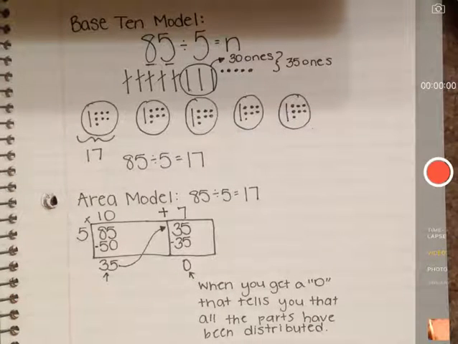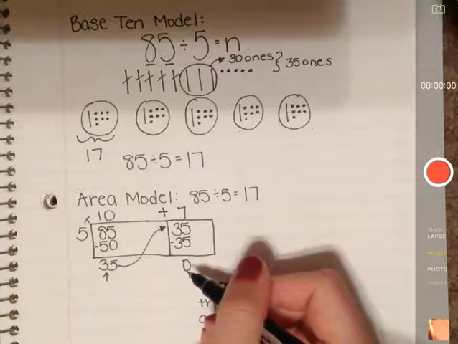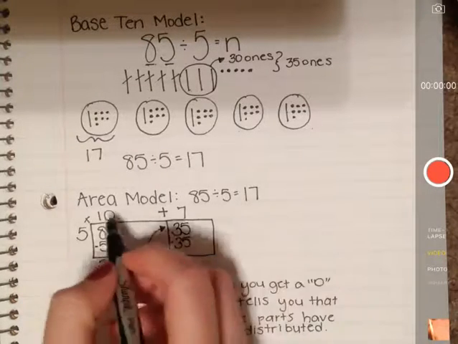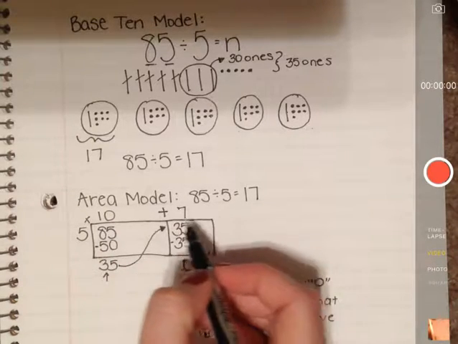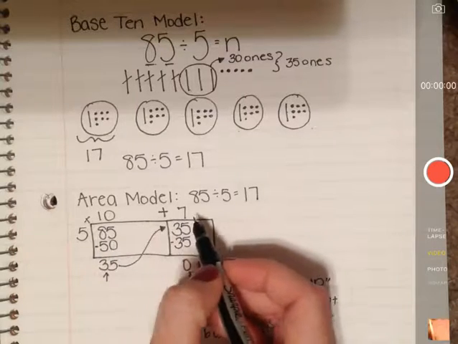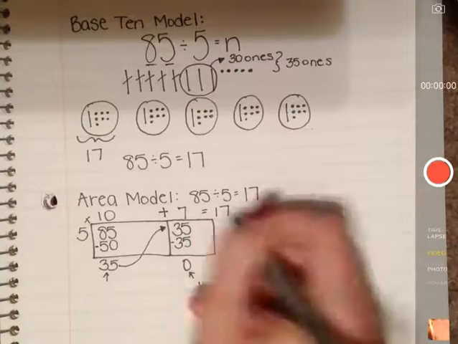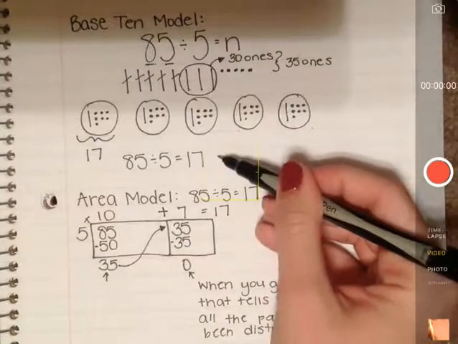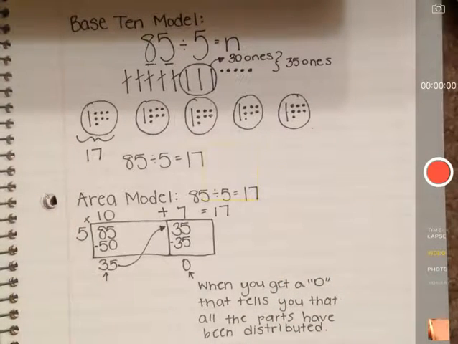All right, now that I have a 0 here, I'm going to go ahead and add together the parts of my quotient. Remember that I told you we would be building our quotient on the top of our box. So we need to add 10 plus 7 to get our quotient of 17. That matches what we got in our base 10 model, which is a good sign. That tells us that we have solved using our area model correctly.